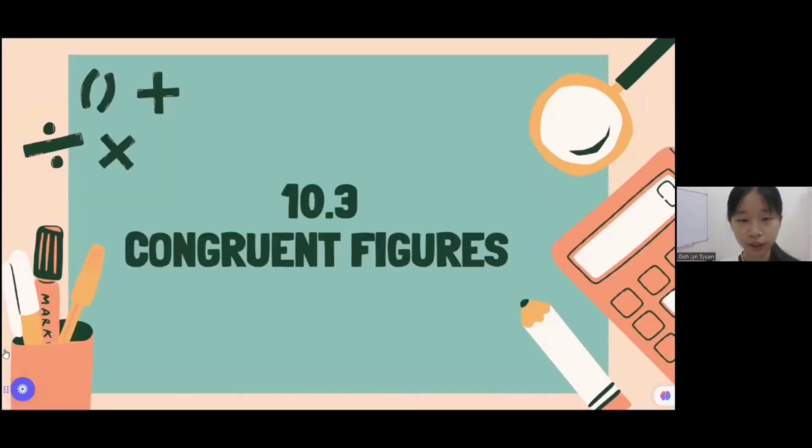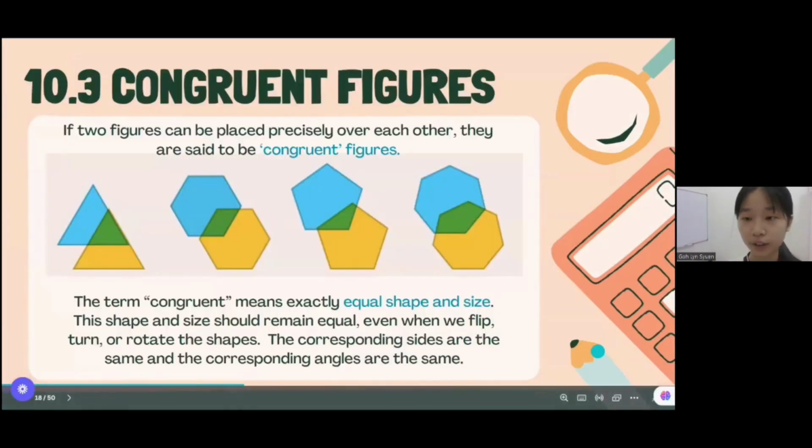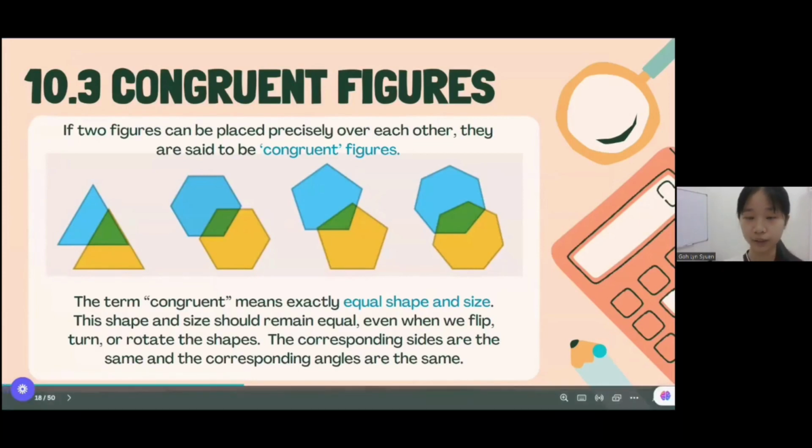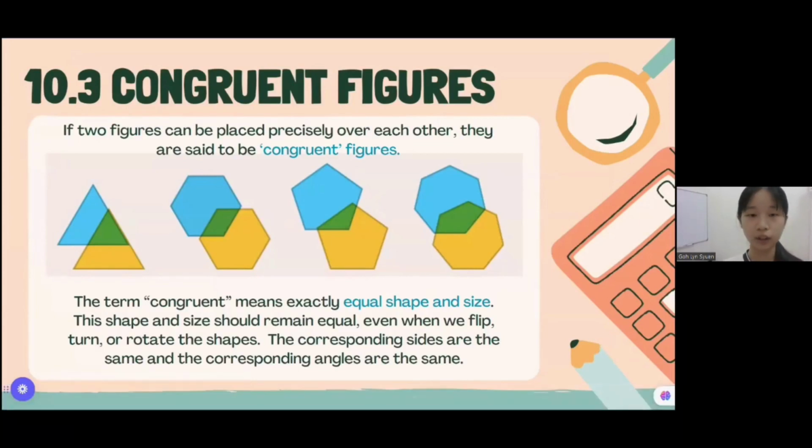Now I will be talking about chapter 10.3, which is congruent figures. Firstly, what are congruent figures? If two figures can be placed precisely over each other, they are said to be congruent figures. The term congruent means equal shape and size. This shape and size should remain equal, even when we flip, turn, or rotate the shapes. The corresponding sides are the same, and the corresponding angles are also the same.